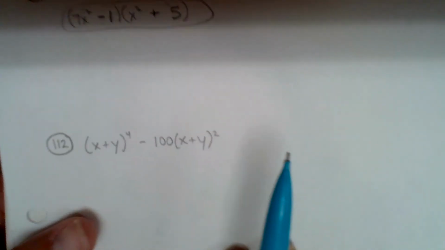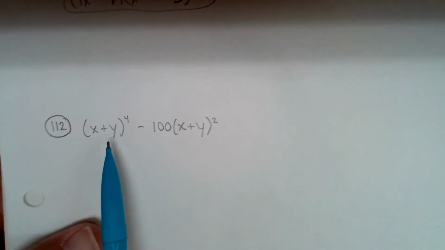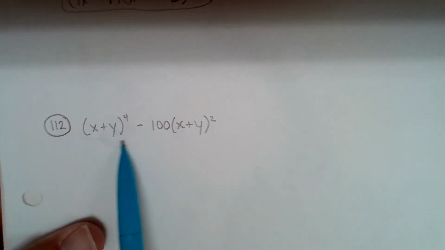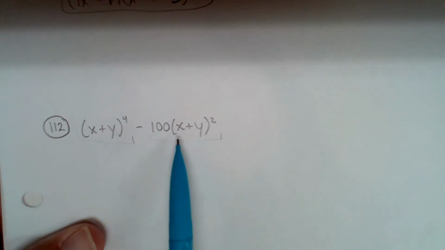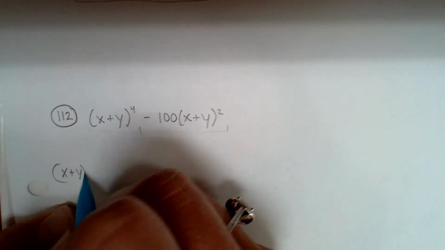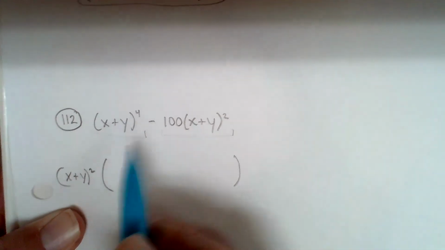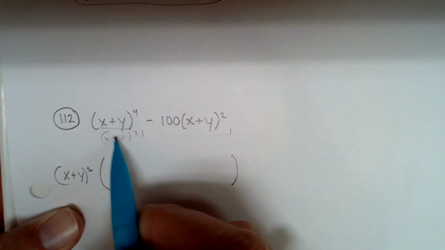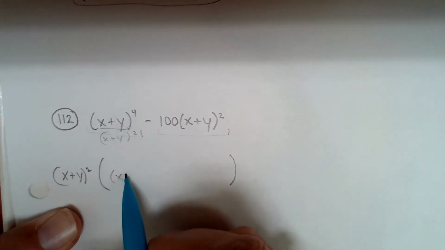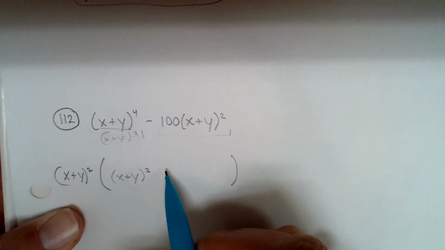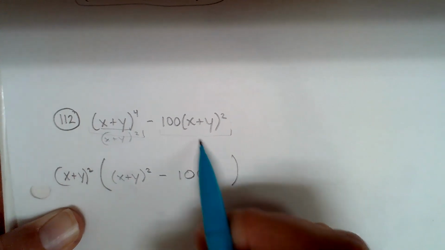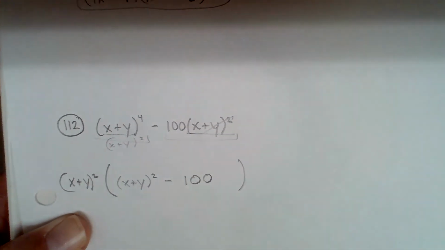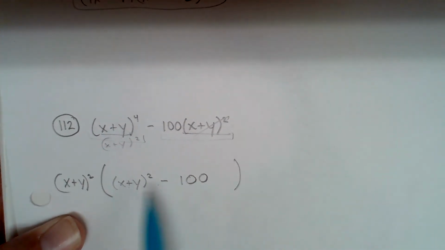And then the last one, we do have x plus y to the 4th and x plus y to the 2nd, so we do have an x plus y to the 2nd overlap. So I'm going to take out x plus y to the 2nd, and I'm left with x plus y to the 2nd here. Divide out two of them, I'm left with x plus y to the 2nd minus 100, because that one's gone. And then this is the difference of a perfect square and a perfect square.